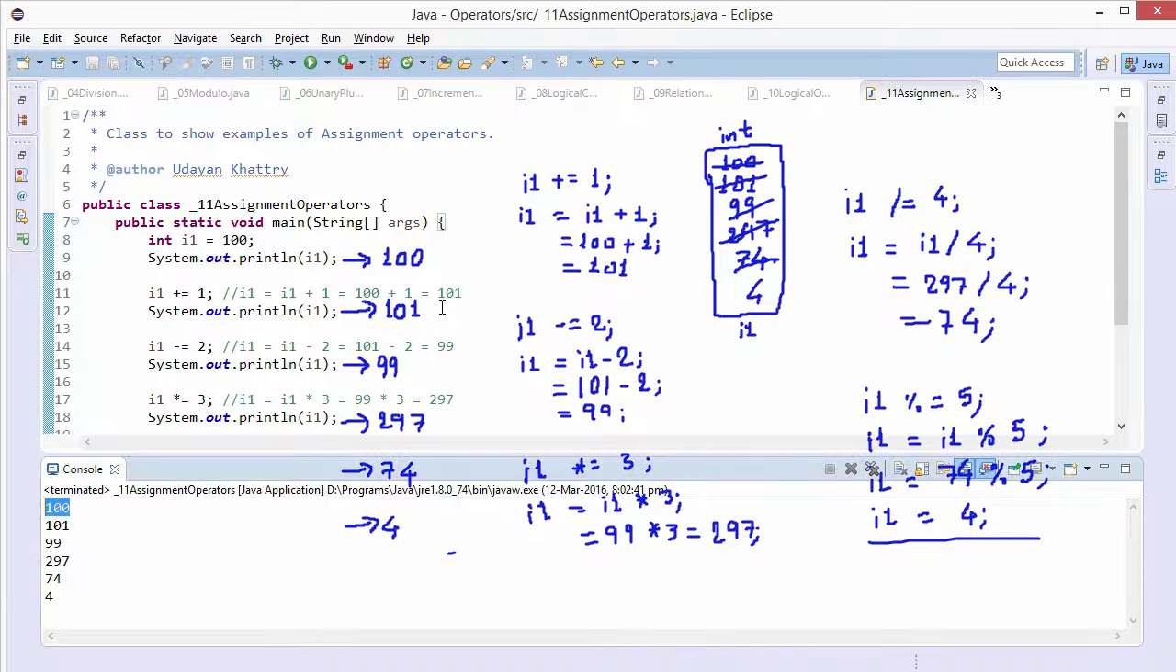The first one is 100, second one is 101, third one is 99, fourth one is 297, fifth one is 74, and the last one is 4.